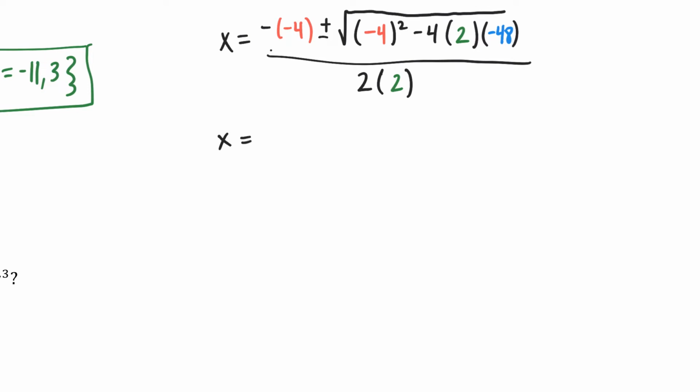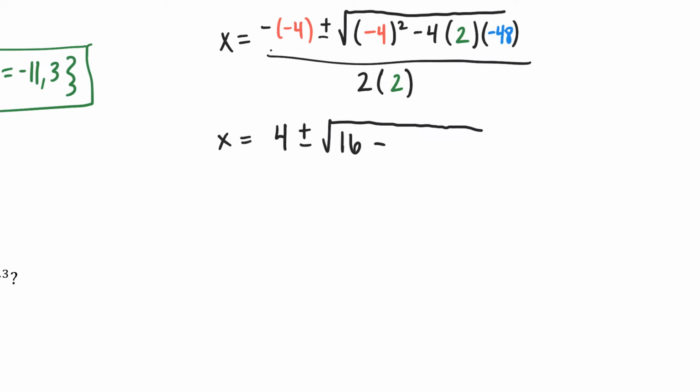So we got negative 4, so that is positive 4. Then we got plus or minus the square root of negative 4 times itself, which would give you positive 16. And then we're going to do minus, and typically what I'll do on these is I view it as subtracting whatever 4 times 2 times negative 48 is. Some of you will take negative 4 and multiply it with 2 and negative 48. That's fine. It works the same way either way.